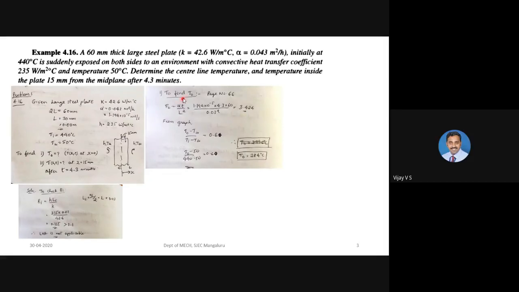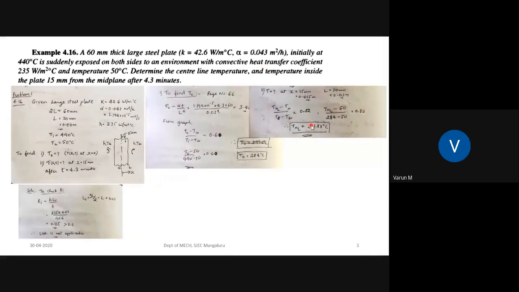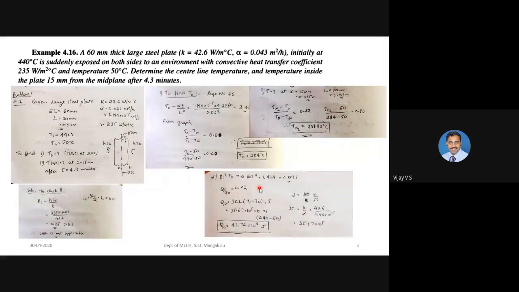Okay. Now, once I know the center line temperature, I should find out the temperature at the mid plane after 15 mm. So after 15 mm means temperature from the center. So x value is 15 mm. Now L, the total thickness, is 0.03. Therefore, what is the x by L ratio? x by L is 15 mm by 30 mm. 15 by 30, so it is 0.5.